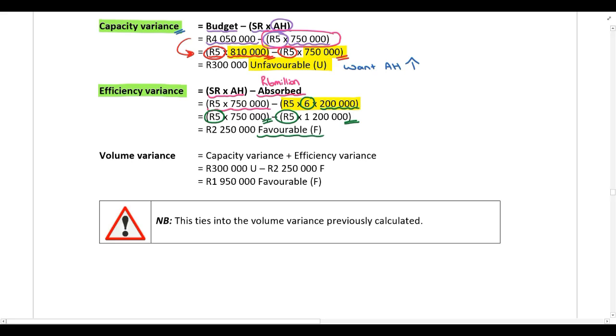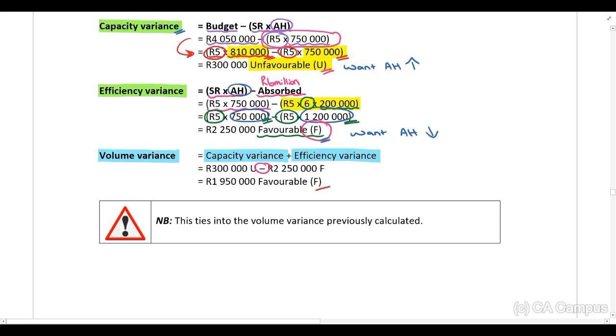Because here we are looking at an efficiency variance. So we want the actual hours to be as low as possible. All right, so because the actual hours are lower than what they should have been, this variance is favorable. The machines operated more efficiently. All right, then remember you can calculate the volume variance by adding together the capacity and the efficiency variance. Just note we are calculating the difference between the two because the one is unfavorable and the other one is favorable.